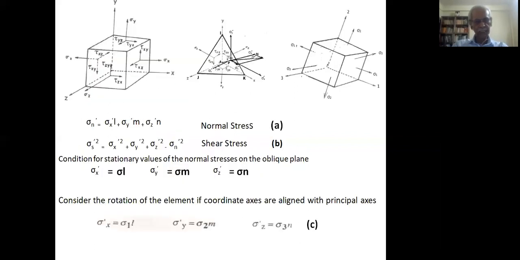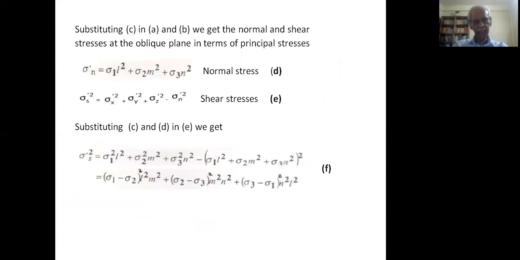Normal stress, sigma n dash, was equal to sigma x dash L, sigma y dash m, sigma z dash n. And if we replace sigma x dash by sigma 1 L, sigma y dash by sigma 2 m, sigma z dash by sigma 3 n, then equation A will become equation D. So sigma n dash will be sigma 1 L square plus sigma 2 m square plus sigma 3 n square.